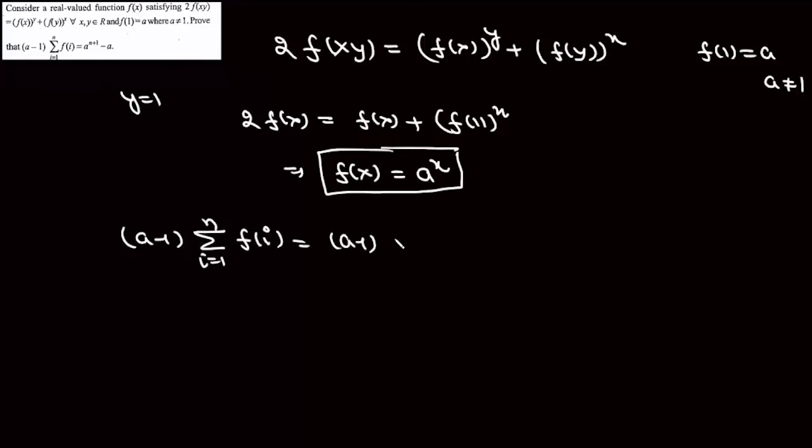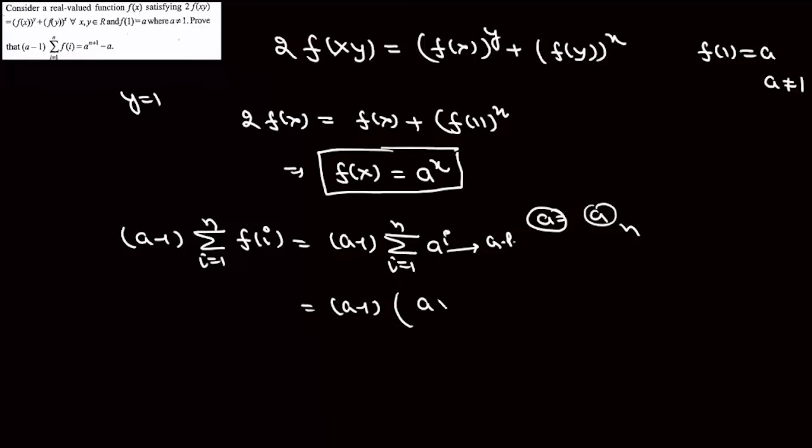So this is a minus 1, and then this summation i varies from 1 to n, a to the power i. Now this is nothing but a GP whose first term is a, and common ratio is also a, and number of terms is n. So it will be a minus 1, and then a to the power n minus 1 upon a minus 1. This a minus 1 will cancel. It will be a^(n+1) minus a, which is what we need to prove in this question.